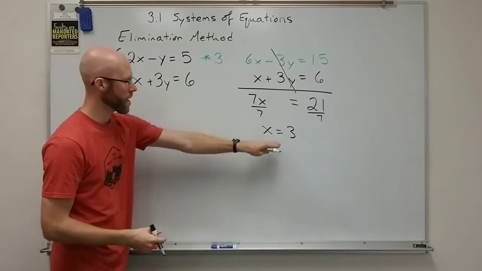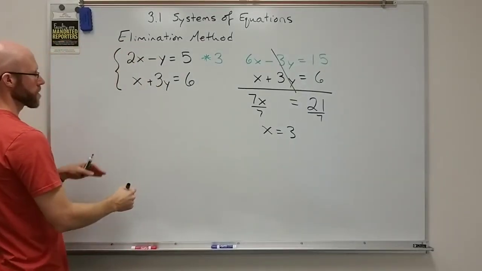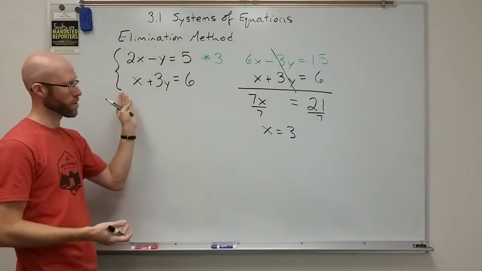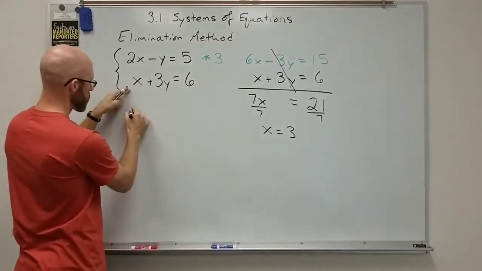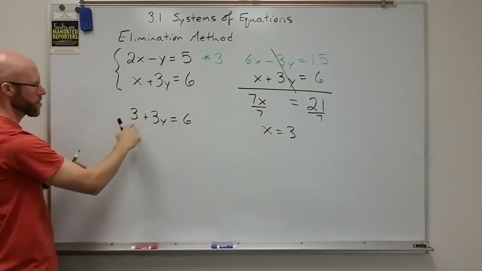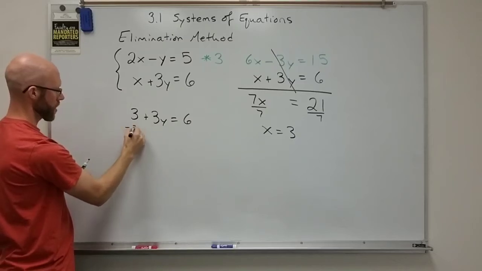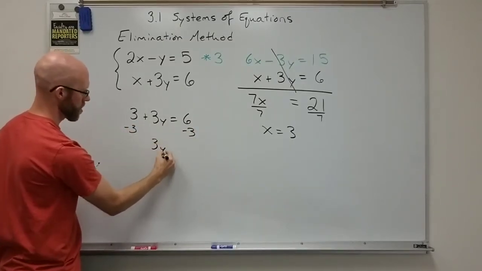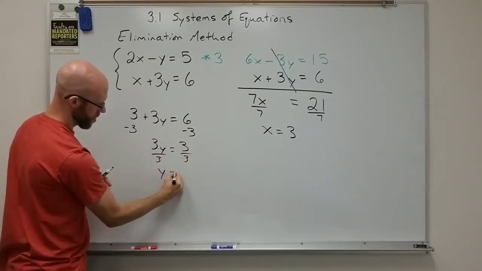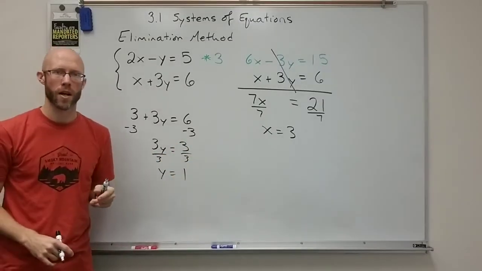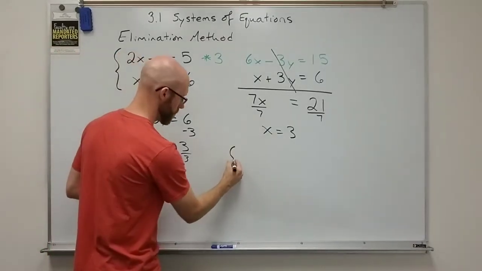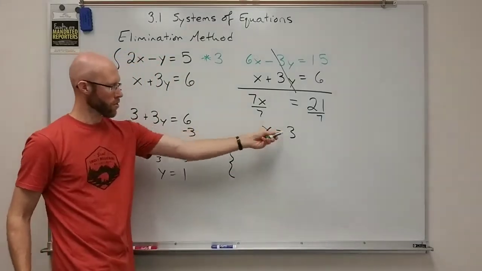I've got to find the y value, so plug that x value of 3 back in. I'm going to go to the bottom equation. Again, it doesn't matter, but I think the arithmetic may be a little bit nicer there. So I get 3 plus 3y equals 6. Remember, the 3 goes in for x. And then I solve. I got to subtract the 3. 3y equals 3, divide by 3, and y equals 1. Okay, so again, my final answer must be a solution set containing the point 3, 1.